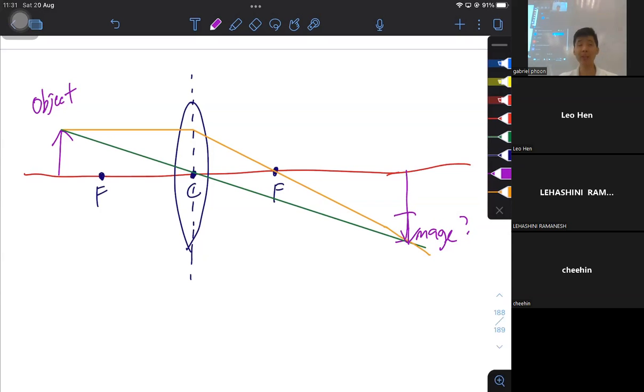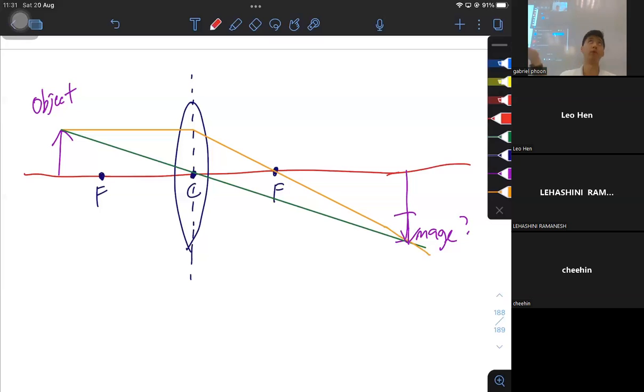Okay, now based on the characteristics of the image, just now I said it could be real, virtual, upright, inverted, magnified, or diminished, right? You're supposed to compare the object with the image. Let's start off with whether it is real or virtual.